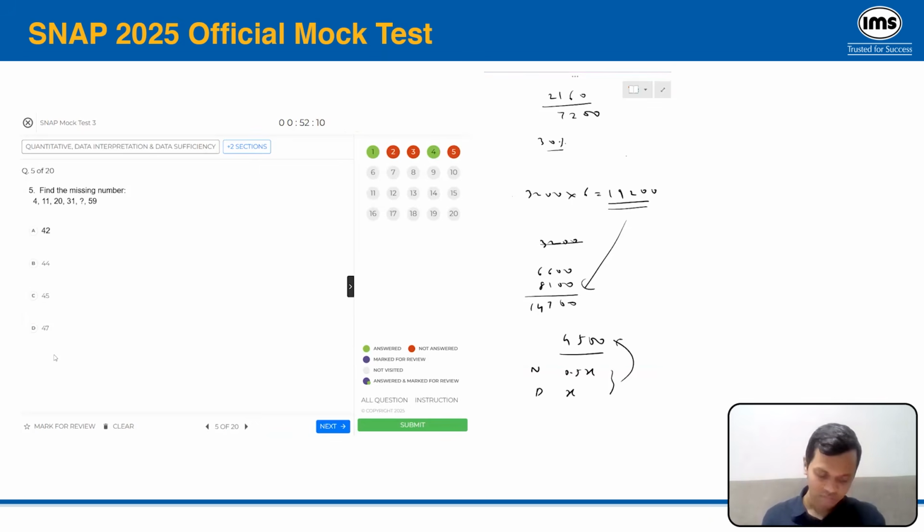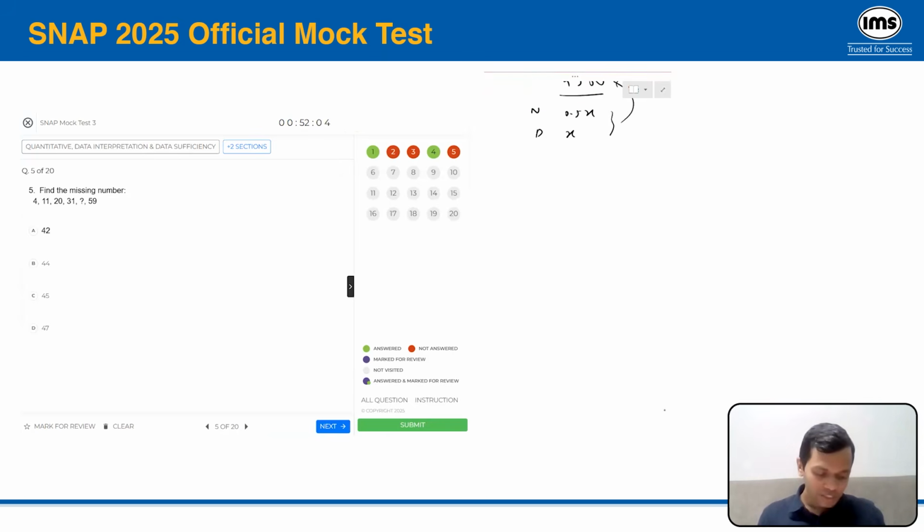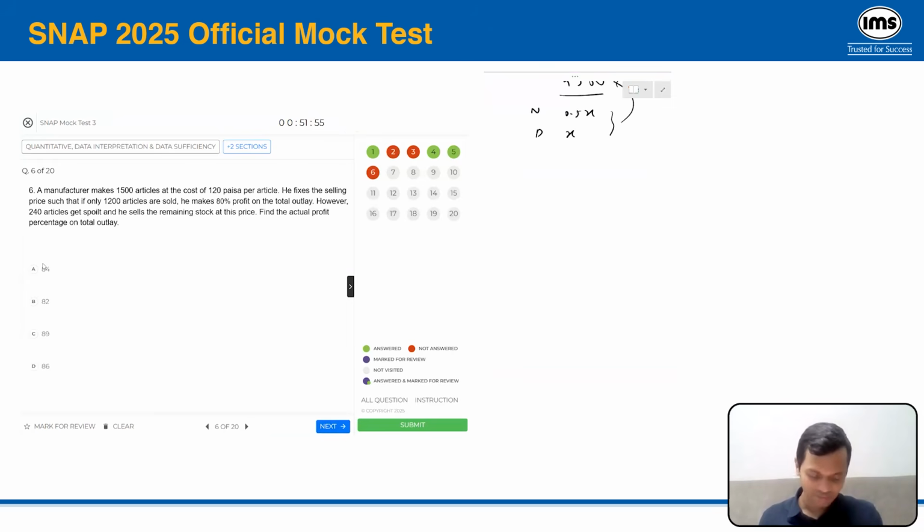Decent question. Something that is more appropriate for a SNAP kind of a thing. Find the missing number. The difference is 7, 9, 11, 13 should be the difference. So 44 should be the answer. Easy questions like these typically don't appear. 1,500 articles.